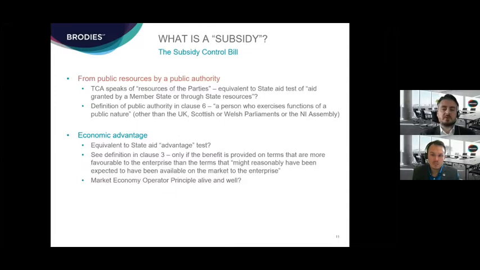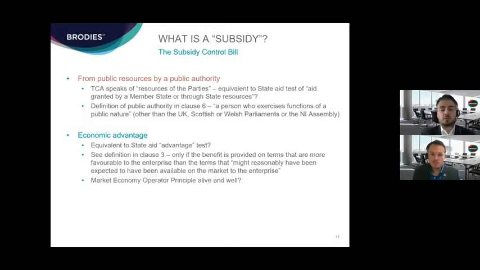Now that is potentially a tricky definition, because the Human Rights Act contains essentially the same definition of a public authority, and that has been expanded to include private entities who provide functions of a public nature or public services, so care homes being the most obvious example. So the fact that the assistance has to come from public resources might avoid too much difficulty in terms of private bodies that nevertheless do quote unquote public things. But the definition, I think, probably could have been a little bit neater. And we'll see how that plays out. It'll be marginal cases where it's going to be an issue, but I think there will be cases about that.